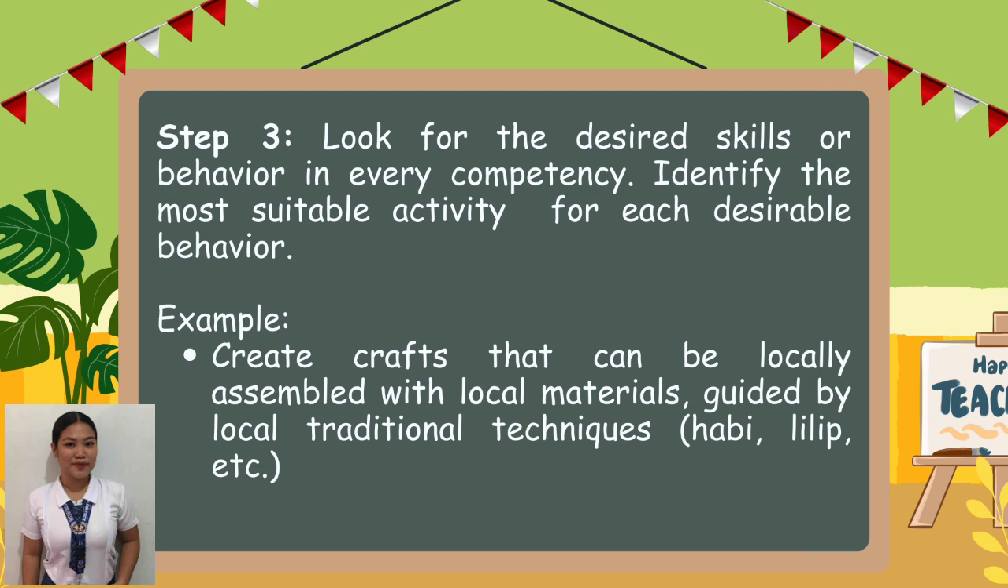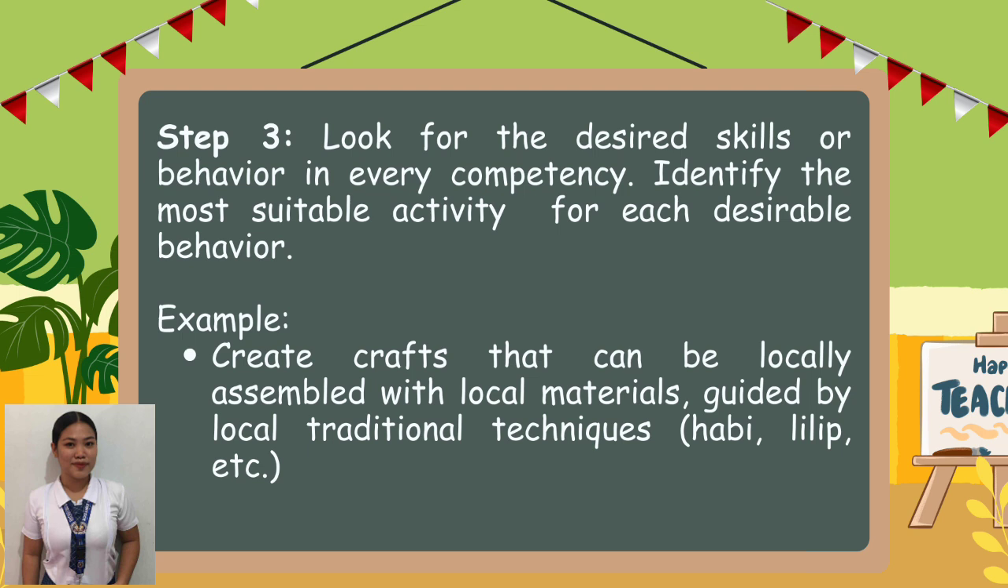guided by traditional techniques. It implies that in each competency, there are specific skills or behaviors that educators aim to develop in students. In the given example, the desired behavior or skill is for students to create crafts using local materials and traditional techniques. Here's how these align with the activity. Example activity is creating crafts that can be locally assembled with local materials, guided by traditional techniques.